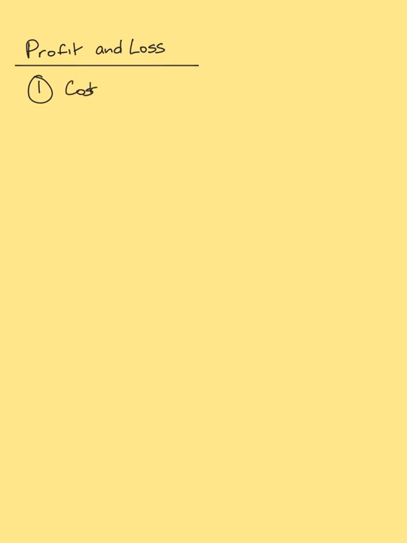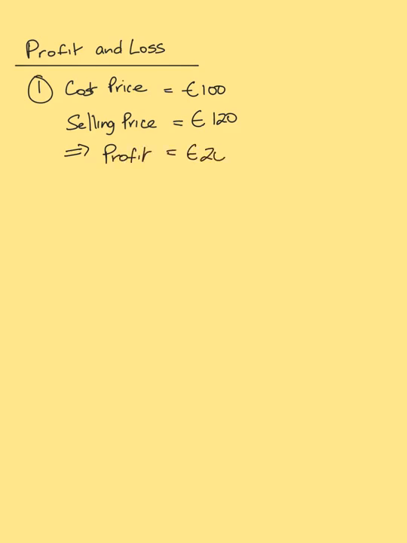So we might have the cost price. That's the thing that we buy it for originally. So if the cost price is €100 and then we sell it, the selling price, and maybe the selling price is €120, well then we obviously sold it for more than we paid for it, so we make a profit, and we can see quite clearly that the profit is €20. So this means that the profit is €20. So we have some important keywords there already: cost price, selling price, profit. So don't forget to write down your keywords.